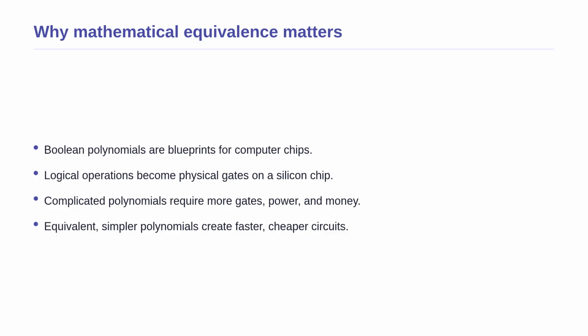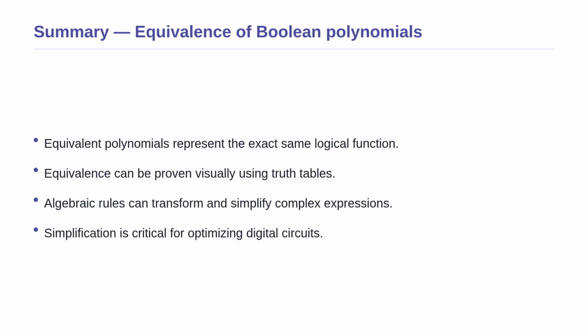To summarize our journey today, the equivalence of Boolean polynomials means that two different algebraic expressions represent the exact same logical function. We have seen that we can prove this equivalence in 2 ways, either by showing that truth tables match perfectly or by using Boolean algebra rules to transform one expression into the other.